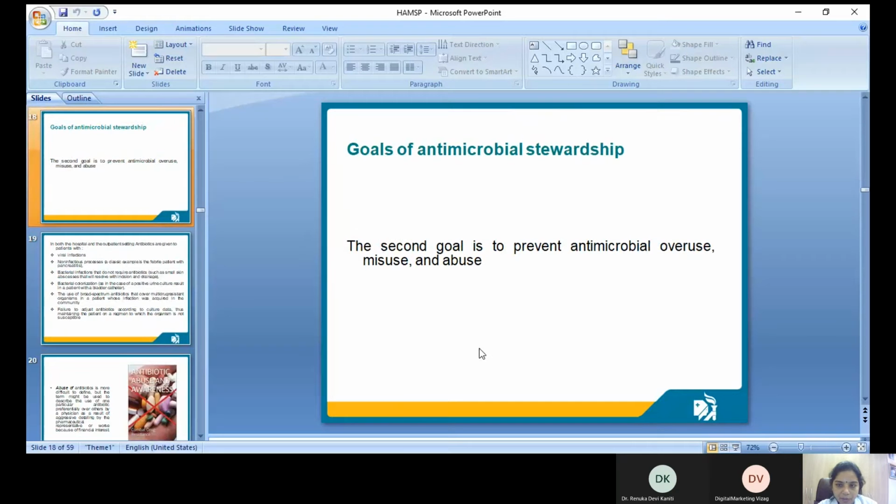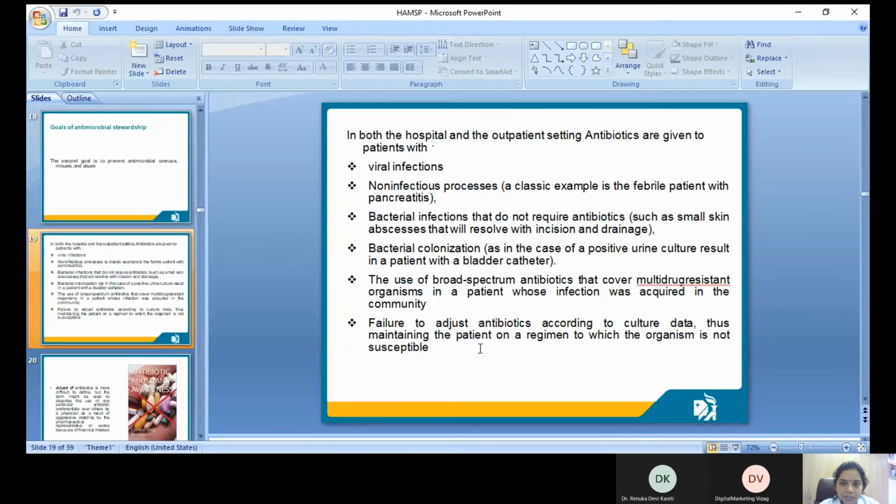The second goal is to prevent antimicrobial overuse, misuse, and abuse. In both the hospital and outpatient settings, antibiotics are given to patients with viral infections, non-infectious processes like febrile patients with pancreatitis, bacterial infections that do not require antibiotics like very small abscesses which normally resolve with incision and drainage, and treating bacterial colonization, so patients with Foley catheters, and the use of broad-spectrum antibiotics that cover a multitude of organisms in patients whose infections are acquired in the community. Failure to adjust antibiotics according to the culture data. These are the most common causes for irrational use of antibiotics.